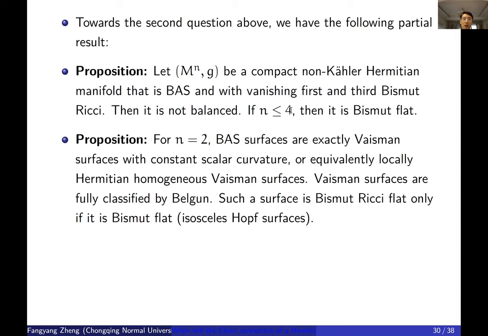Now, for n equal to two, the picture is simple. Bass simply means homogeneous Bismut. Bismut surfaces are classified by a nice paper by Bengan in 2012 or so. Here of course you want the curvature to be parallel, so these are the locally homogeneous ones. If it's Ricci flat, then it will be flat. The flat ones are only the isosceles Hopf surfaces.